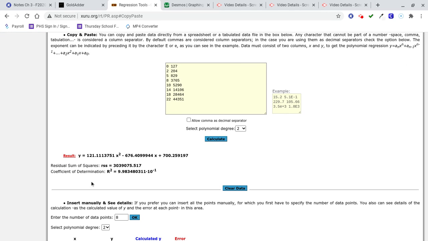So it gives us some stuff, but the 2 numbers we want are this equation right here, that's the model, and this r squared number. This r squared number tells us how good of a model it is. So let's do the r squared number first. Notice it says times 10 to the negative 1. I know that's a little bit confusing, but times 10 to the negative 1 is going to move this decimal place 1 over. So instead of saying all of this, I would say 0.9983. We'll just do 4 decimals.